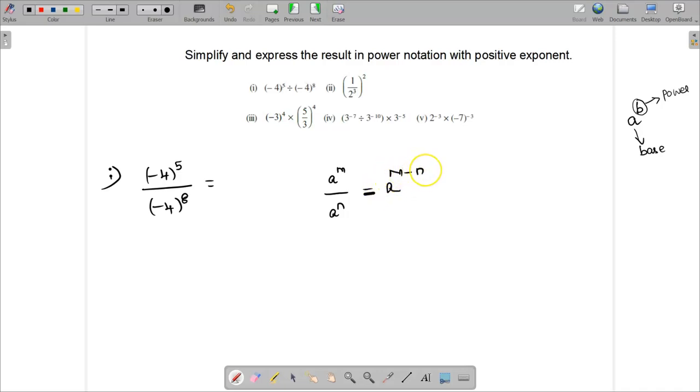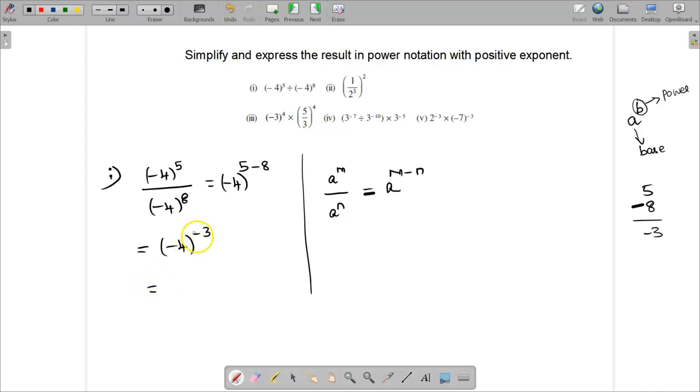Using this formula, how can we write this expression? The common base is minus 4. The numerator power is 5 and the denominator power is 8, so we introduce a minus sign and put 8. That is (minus 4) the whole power (5 minus 8). 8 minus 5 is 3, and the bigger number's sign is minus, so it is minus 3. So (minus 4) the whole power minus 3.